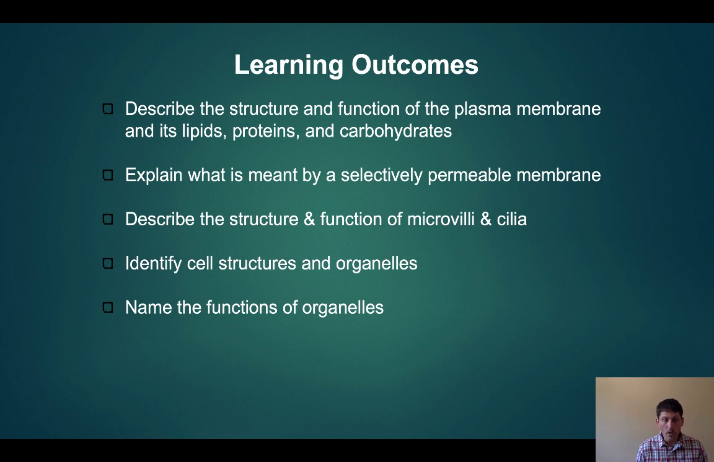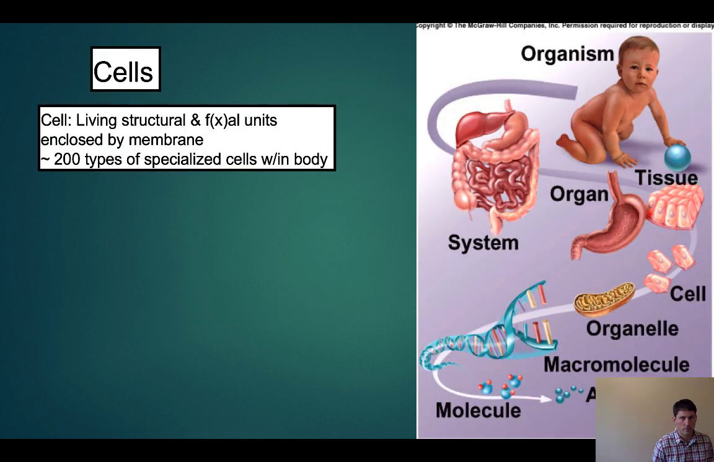Okay? What is a selectively permeable membrane? What are microvilli and cilia? What do they do? And then we're going to quickly go through the cell structures and the organelles and then go over the functions of those organelles.